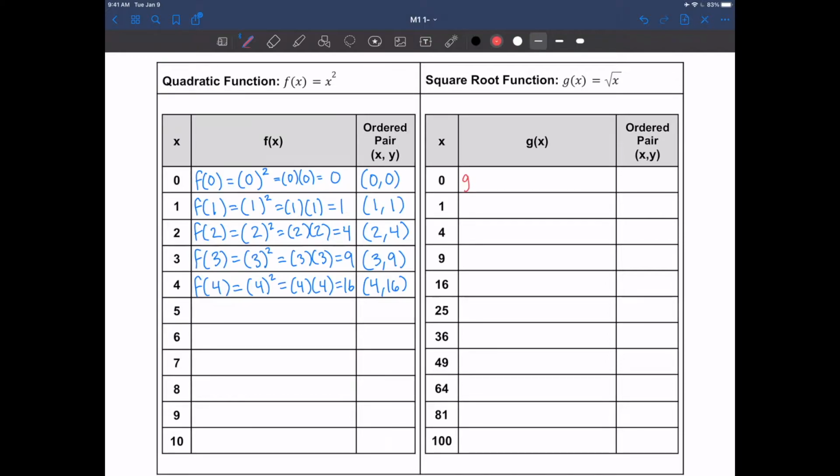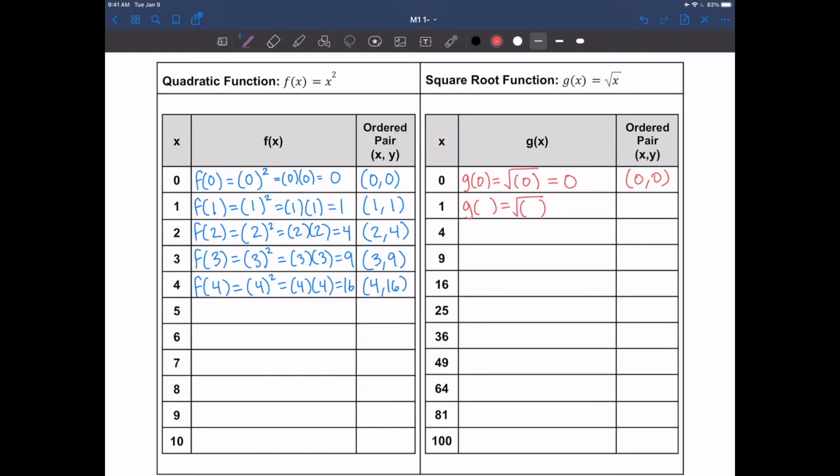So g of blank equals the square root of blank. What am I going to put inside of those parentheses? I'm going to put 0 in here. Now I can ask, what squared gives me 0? In order to get this, I had to square 0, so that is my answer. So 0, 0. It's a little anticlimactic for the first few, but that's okay. We're going to do a few more.